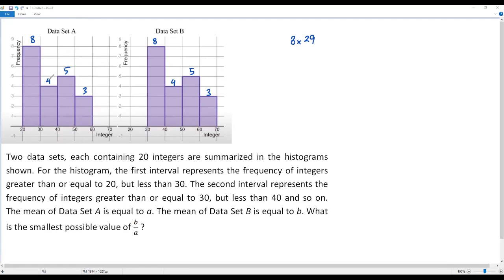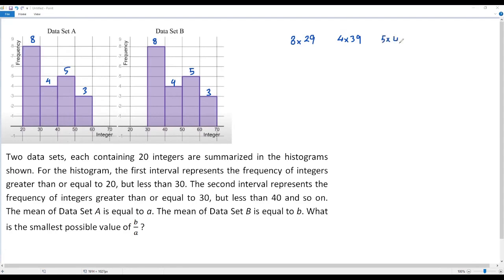In this interval we have 4 integers, and in this interval the largest possible value is 39, which is less than 40. Now to get the sum of 4 integers in this interval, we have to multiply this 4 by the largest possible value in this interval, that is 39. So then the sum of these 4 integers is 4 times 39. And the same thing we have to do for this one, that is 5 times the largest possible value in this interval, that is 49.